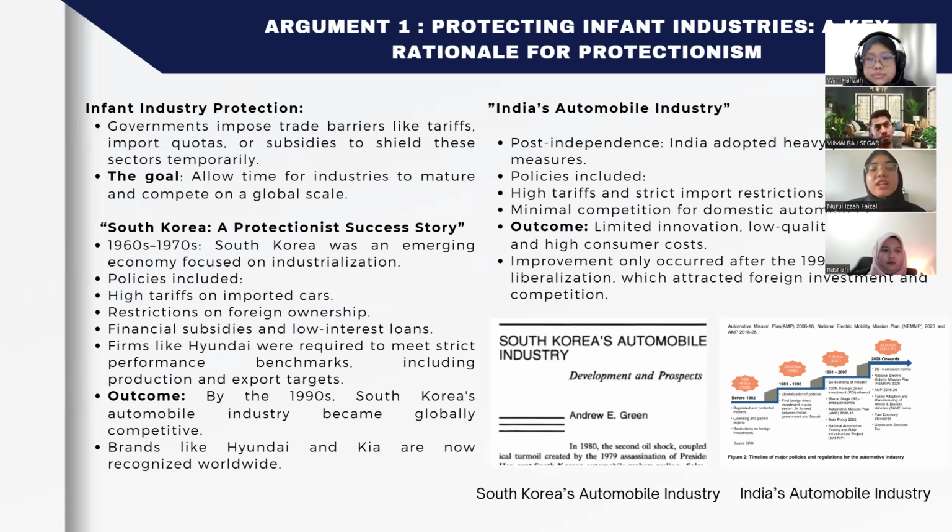The next example is India, which offers a contrasting example. After independence, its automobile industry was heavily protected, but this overprotection limited innovation and kept product quality low. It was not until the trade reforms of the 1990s that the sector began to thrive, benefiting from foreign investment and increased competition. This example has important lessons: protectionist policies must be temporary, strategically targeted, and tied to measurable goals.